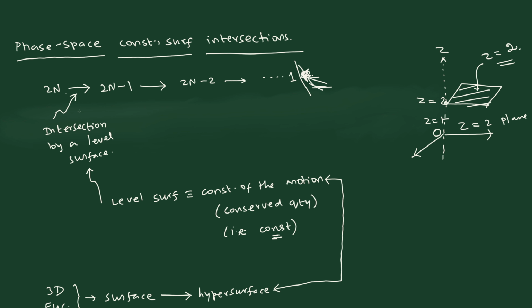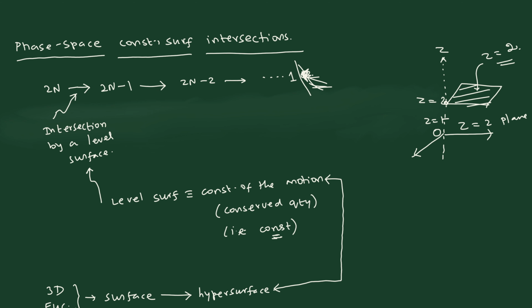Now you can ask the question, from 2n to 2n minus 1, how many constants of the motion? One should be there, then only minus 1 can come, right? And similarly, when you discover another constant of the motion, then it becomes 2n minus 2. So you have discovered 2 constants of the motion in the process, then 3 constants of the motion. How many constants of the motion should you discover in order to get a 1? So the final answer should be 1. If that is the case, how many times will you have to perform the intersection? That is quite easy.